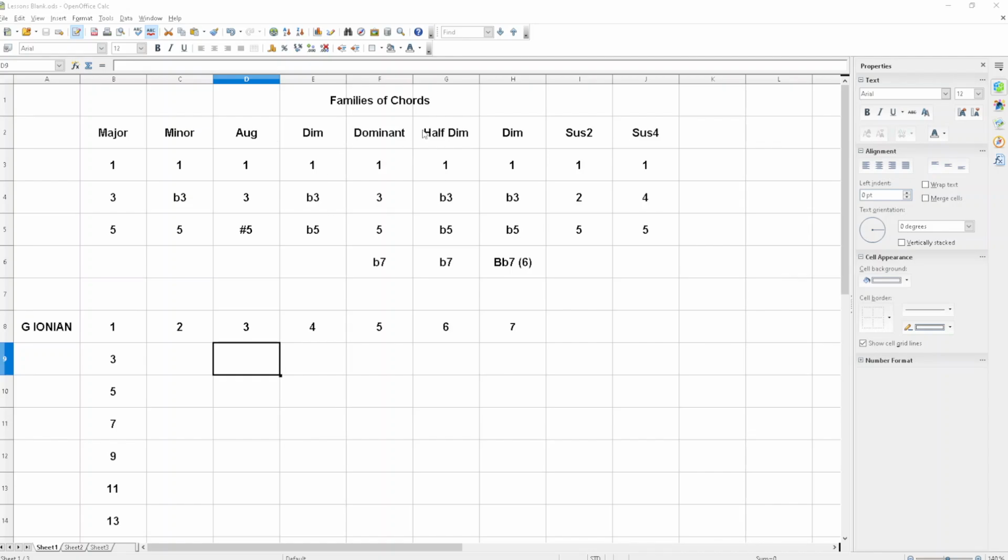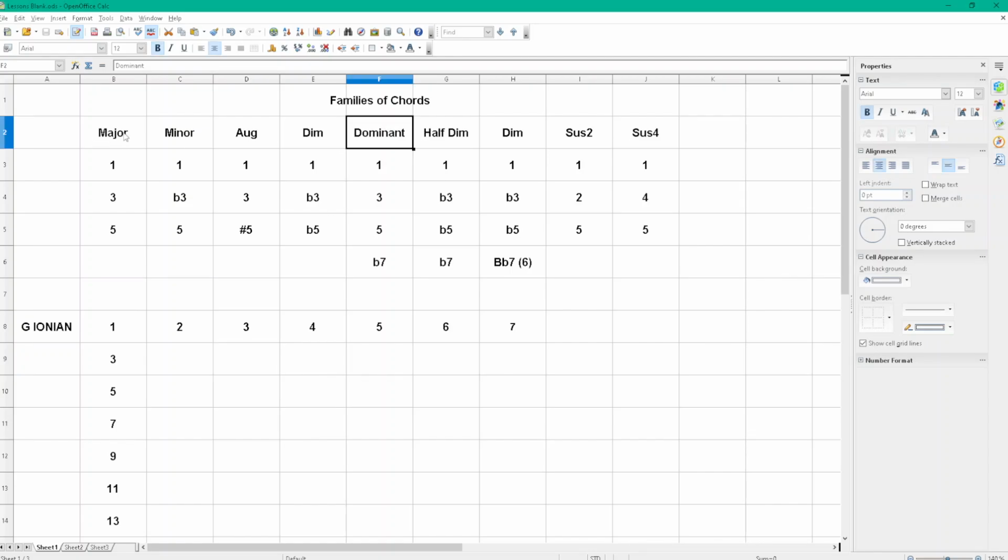There is another family of chords. In this case, for example, dominant is the same as a major in terms of interval, but with a flat 7. So this is the interval that defines the dominant 7 chords. And then the same thing for half diminished. If you look at the first 3 notes, it is the same as diminished. And the flat 7, once again, is what defines a half diminished type of chord.